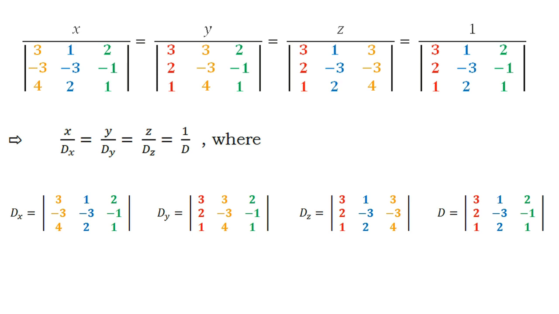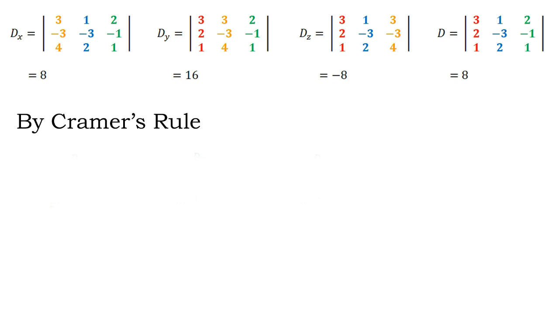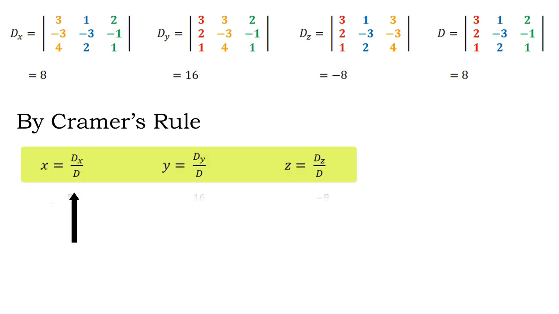If your calculations are correct, then the value of dx must be 8, the value of dy must be 16, the value of dz must be minus 8, and the value of d must be 8. And according to Cramer's rule, the value of x is simply dx divided by d, the value of y is dy divided by d, and the value of z is dz divided by d.